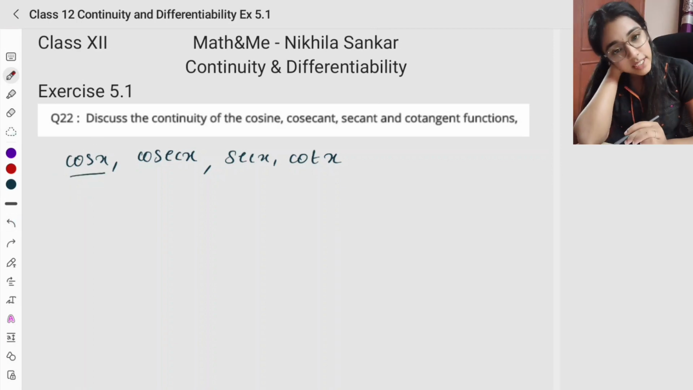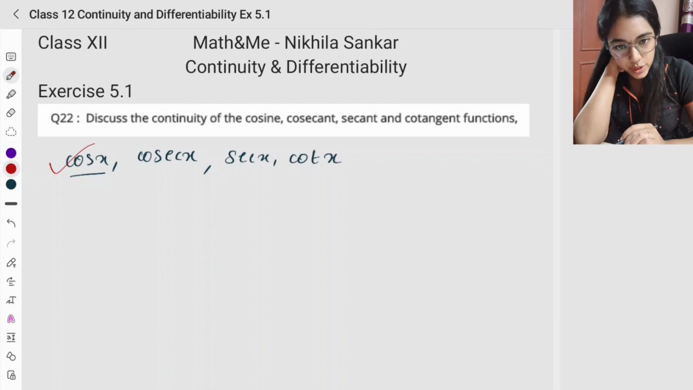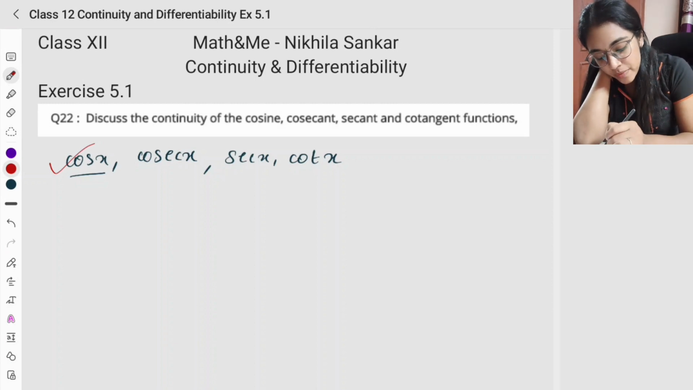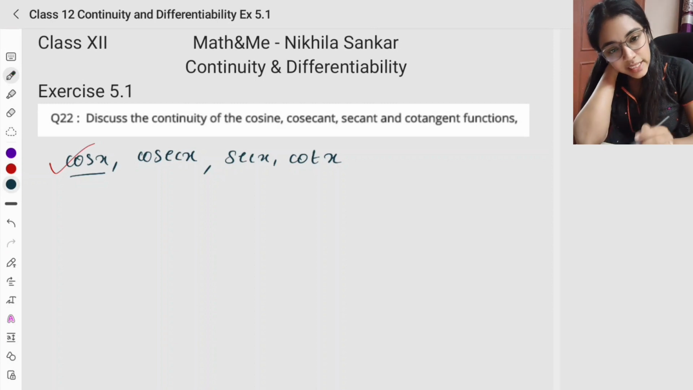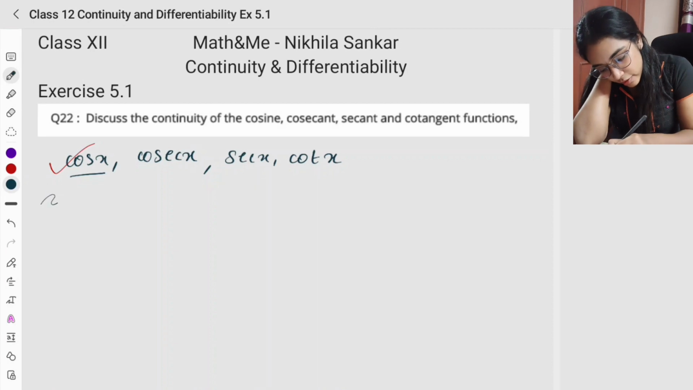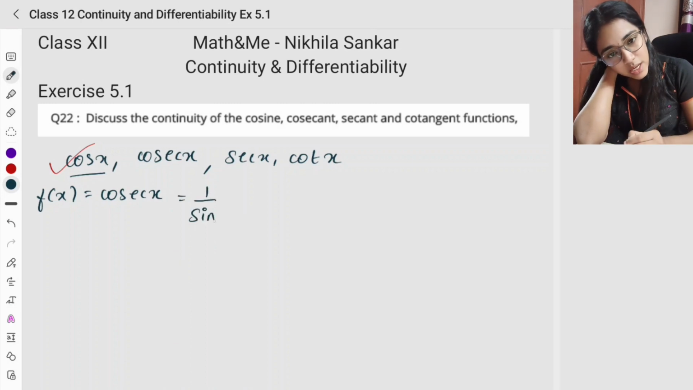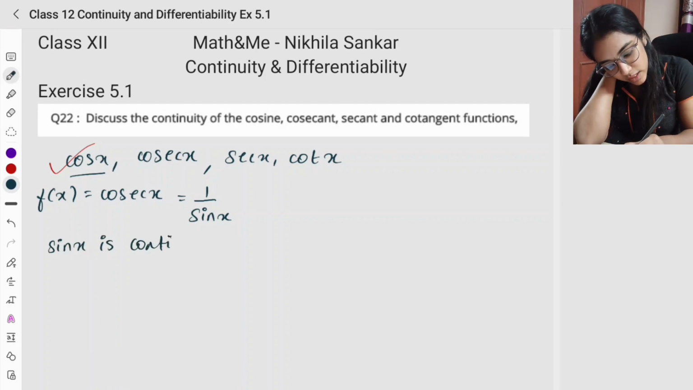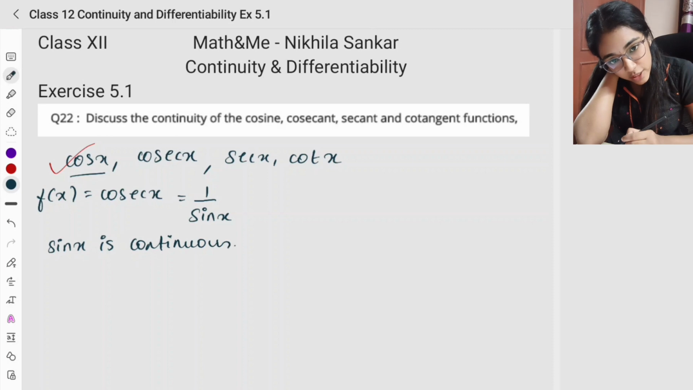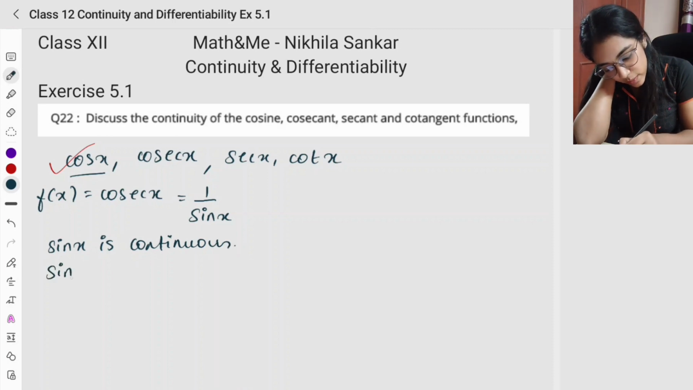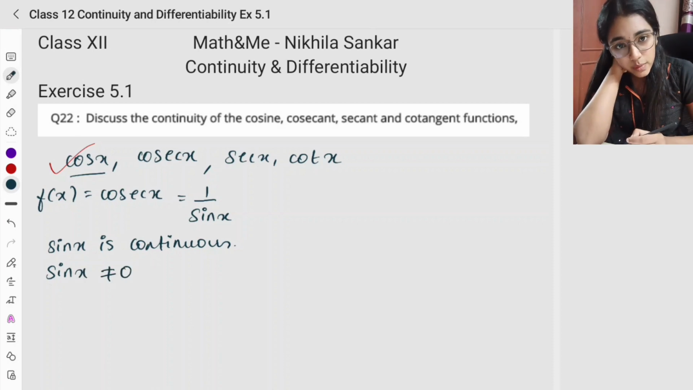I proved that cos is a continuous function. Please check my previous question. We proved it in the previous question. So now cosecant, secant and cot. I am going to take my f of x to be cosecant x, which I can also write as 1 divided by sin x. What did I prove in my previous question? Sin x is continuous. But whenever you have a function in the denominator, it should not be equal to 0. So my denominator should not be equal to 0. Now, my sin x should not be equal to 0.